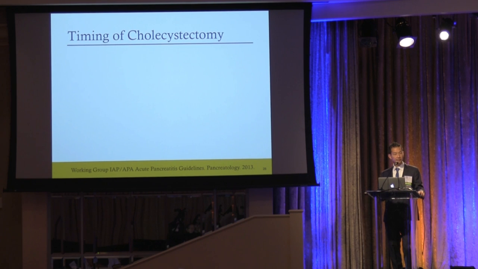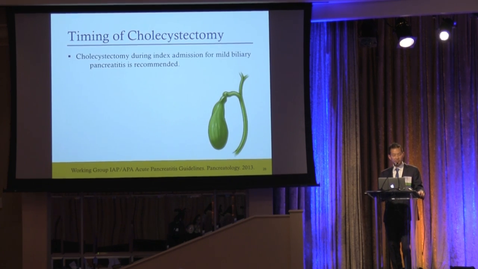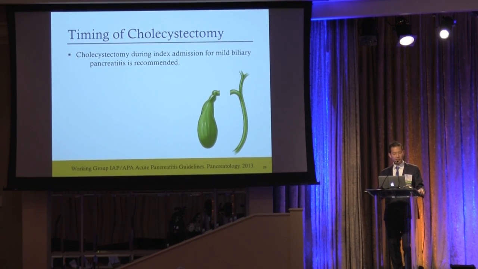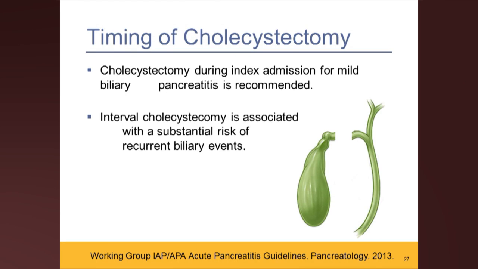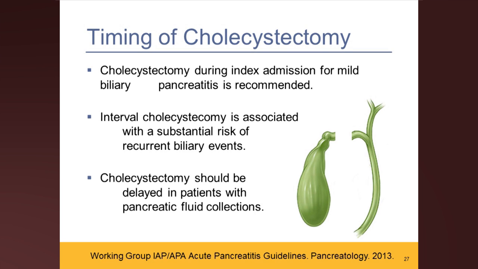So again, based on this evidence, the timing of cholecystectomy is recommended to be done during the index admission for mild biliary pancreatitis. Interval cholecystectomy is associated with a substantial risk of recurrent episodes of biliary events. And cholecystectomy should be delayed in patients with pancreatic fluid collections. No surgeon is going to be excited about going in and doing a cholecystectomy in patients who have a large number of peripancreatic fluid collections. So those patients can wait to get their gallbladder taken out.